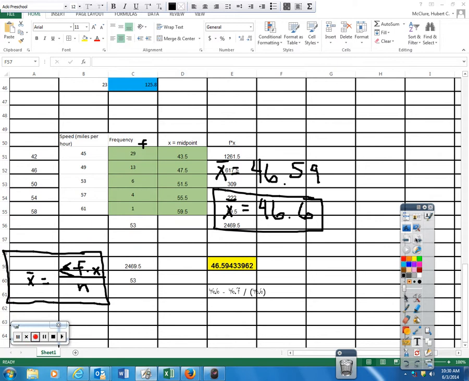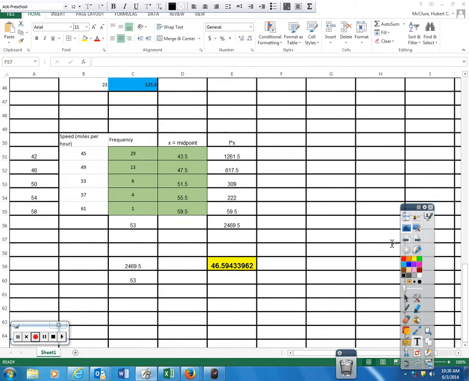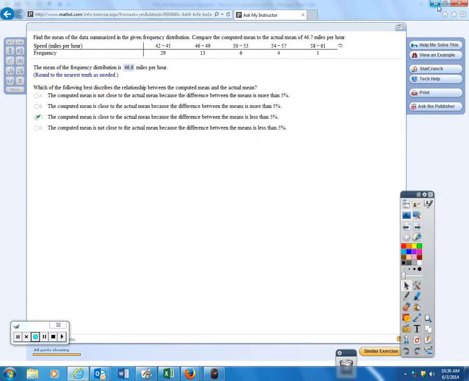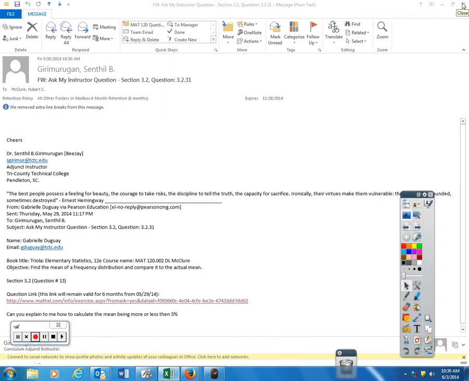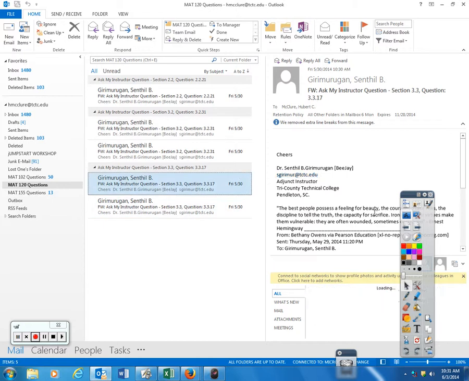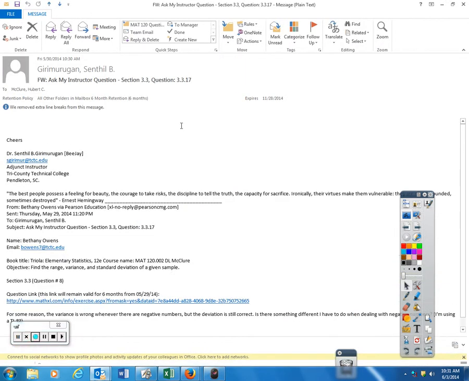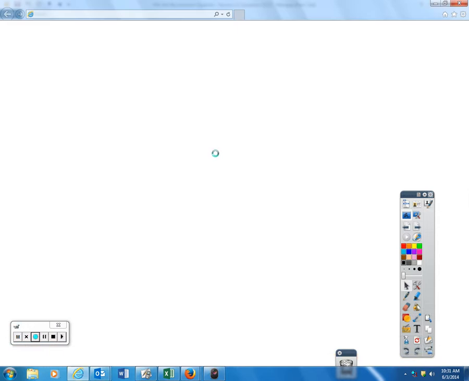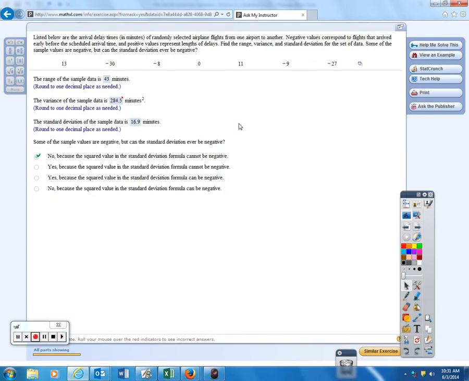Got one more that we're going to cover. Let me get out of this so I can see what's going on. This one is 3.3 number 17, and it says, listed below are arrival delay times of randomly selected airplanes from one airport to another. Negative values correspond to flights that arrive early before the scheduled time. Positive values are delays. Find the range, variance, and standard deviation for the set of data.